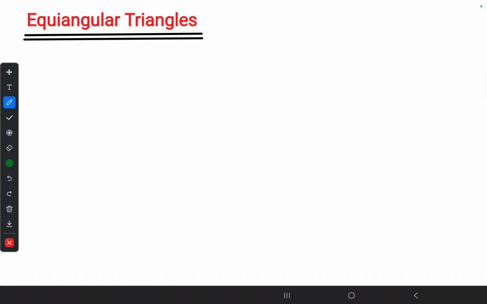Equiangular triangle means we are familiar with the congruence of triangles. Congruence means all three sides and all three angles are equal between two different triangles. That's called congruence between triangles. The equiangular triangles concept is also like that, but not exactly the same as congruence.